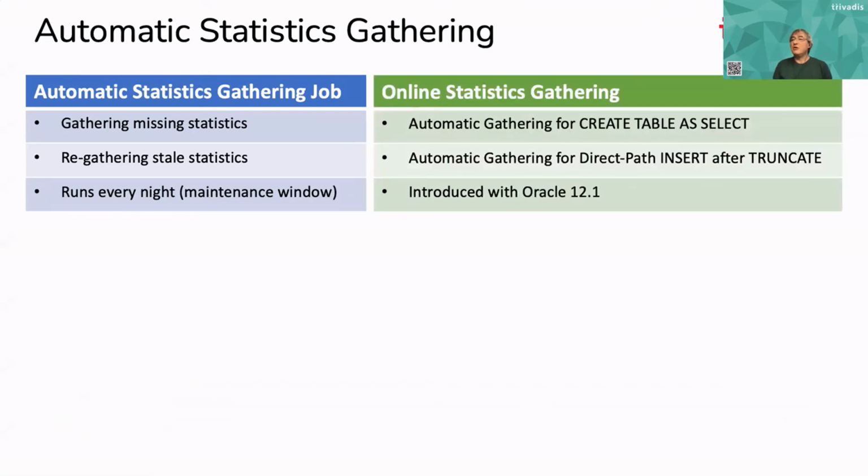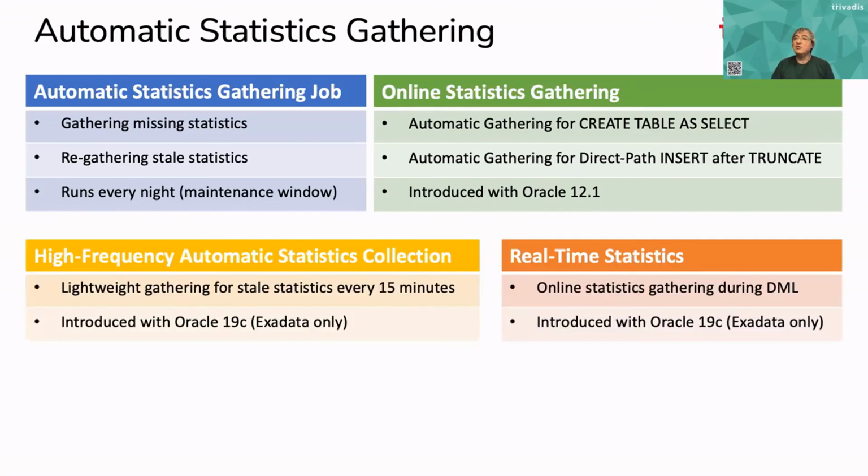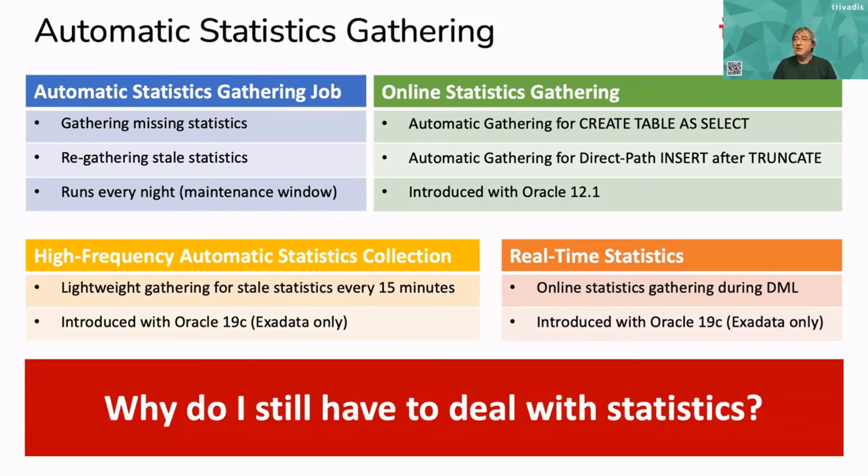And since Oracle 12c, it is even possible that if we do a create table as select, for example, or a direct path insert into an empty table, the statistics are already gathered, so we don't have to care about it. And if you have Exadata and use Oracle 19c, there are even two more features that can be enabled to do real-time statistics and statistics calculation every 15 minutes, and therefore the statistics are always up to date. So we don't care about statistics. Really?